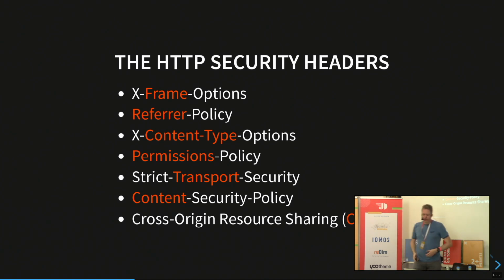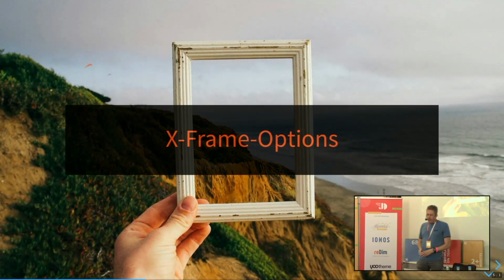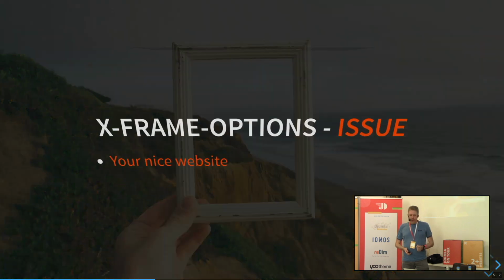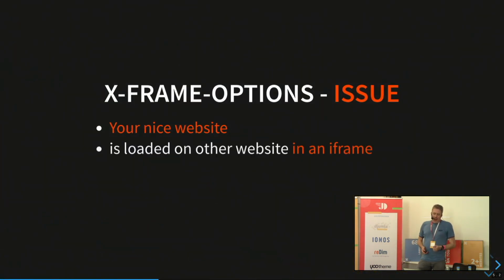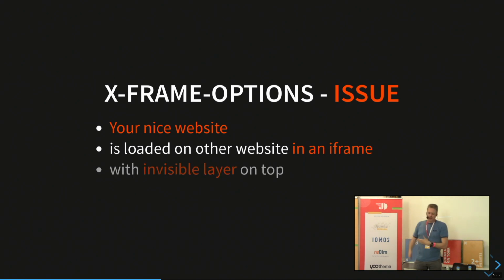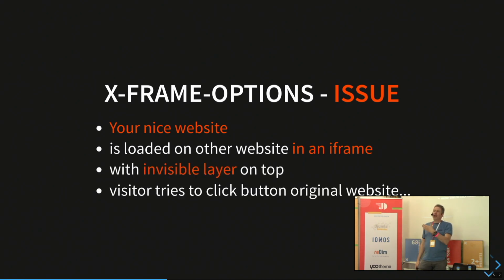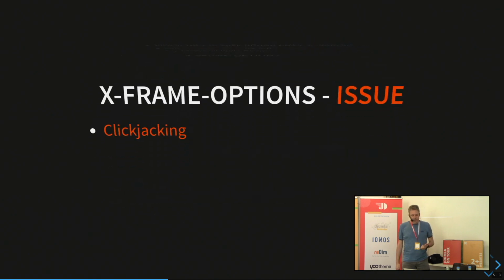So first of all, the X-Frame-Options. Let's assume you have a really nice Joomla website, and it is loaded by another website in an iframe. I create a website with an iframe, and I load your website in it. What if I put a layer on it? If you want to click on the original website, you don't click on the website, you click on my layer, and I can do something else than you expect. That's dangerous, you should not allow that.